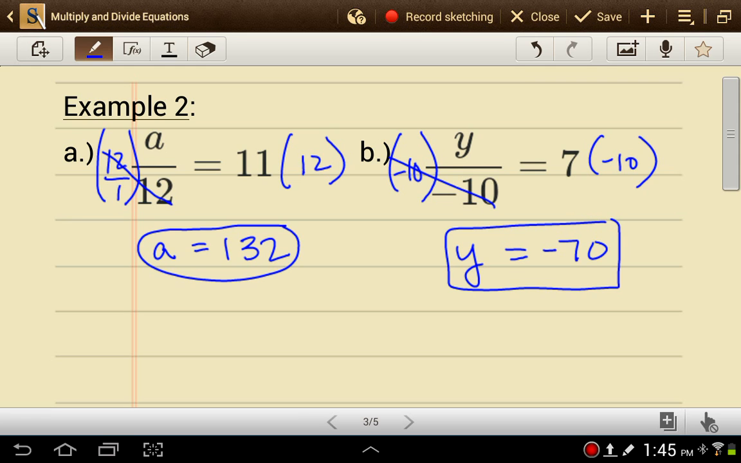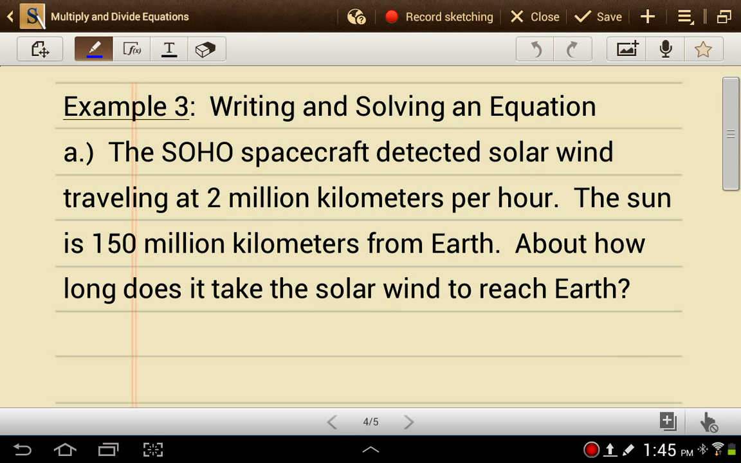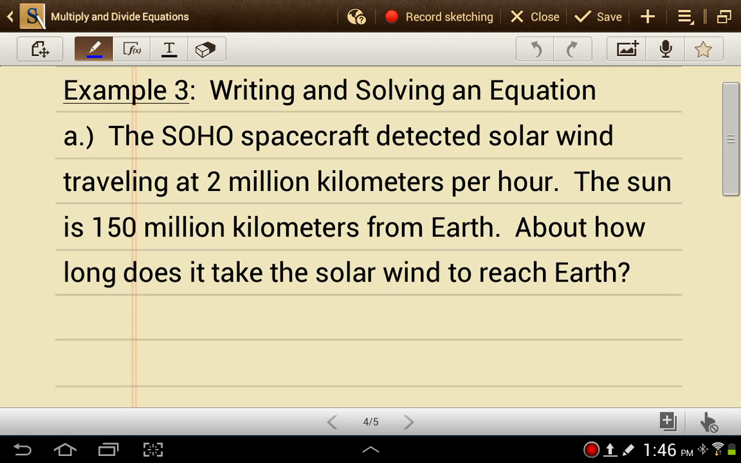Okay, I'm going to move on to the next slide if you need to pause. All right, example 3, writing and solving an equation. So this one I really want you to focus on writing an equation where you either have to multiply or divide to solve it. So that's what I'll be looking for in your tests and quizzes. If you don't write them that way, I'm not going to give you full credit because we're practicing that skill.